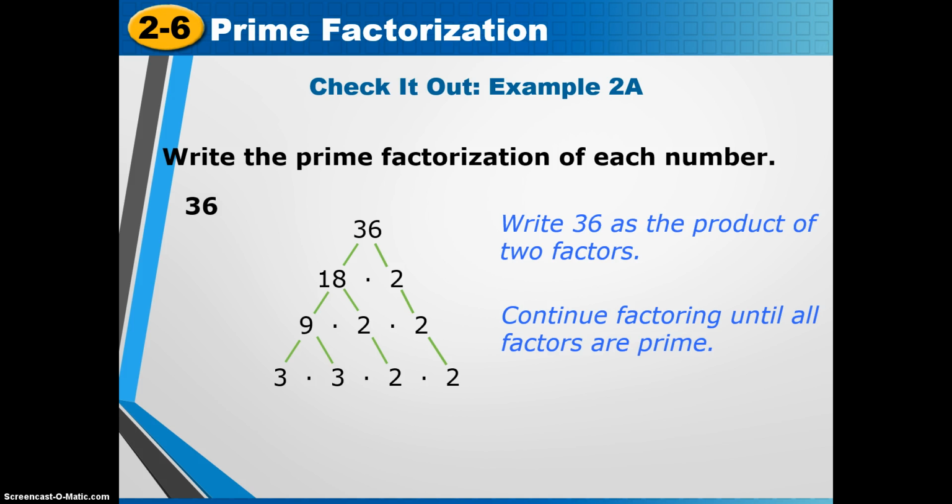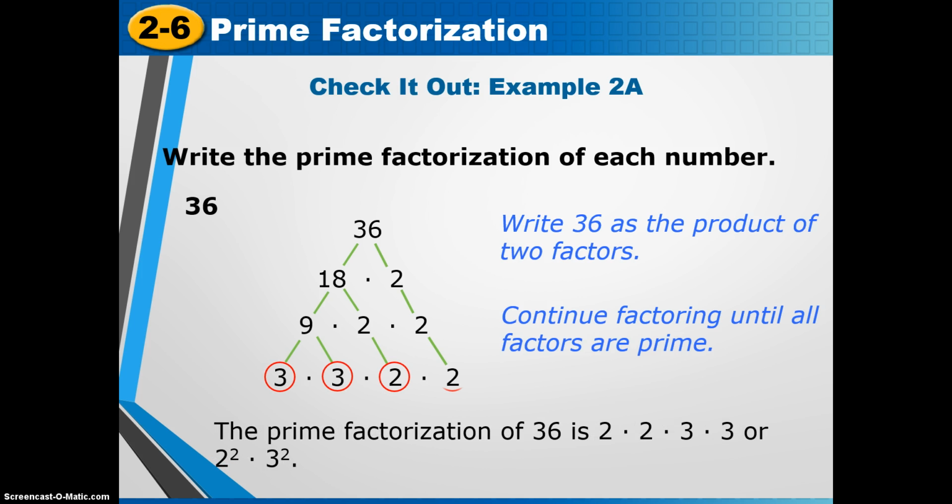3 times 3 times 2 times 2, which can be written a little bit more efficiently as 2 to the second power times 3 to the second power. And it is customary to go ahead and write your smallest prime number first, so 2 to the second power gets written before 3 to the second power.